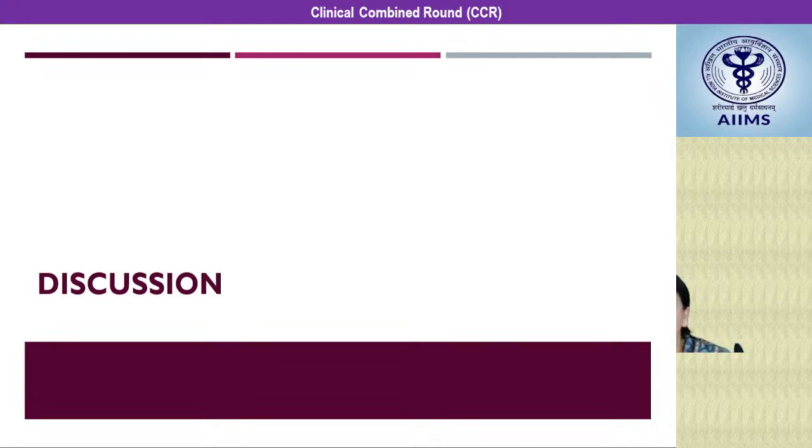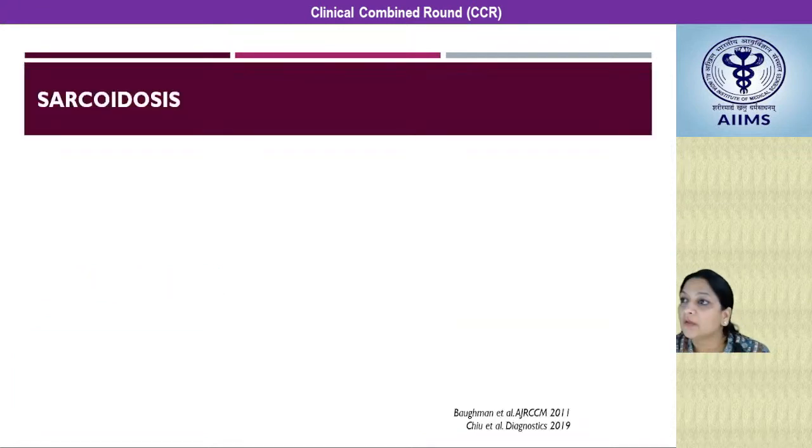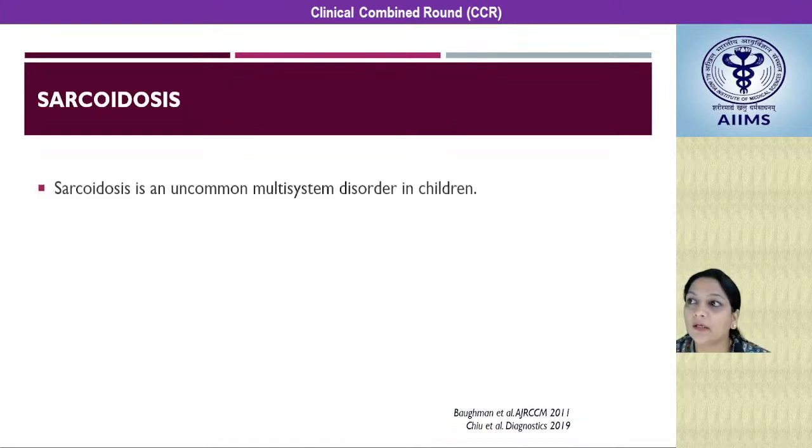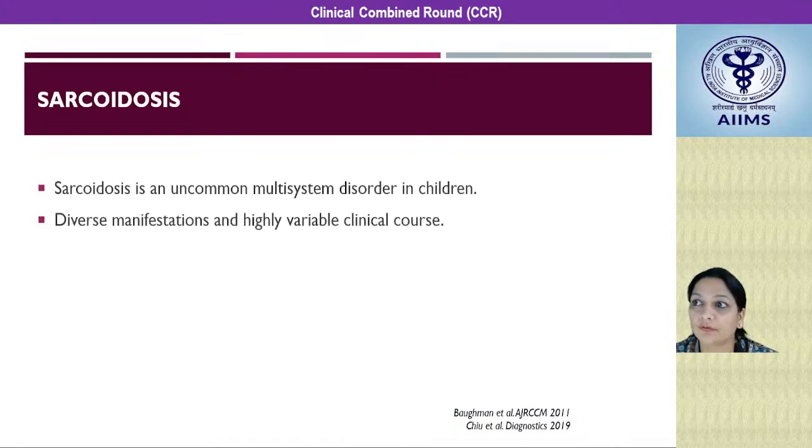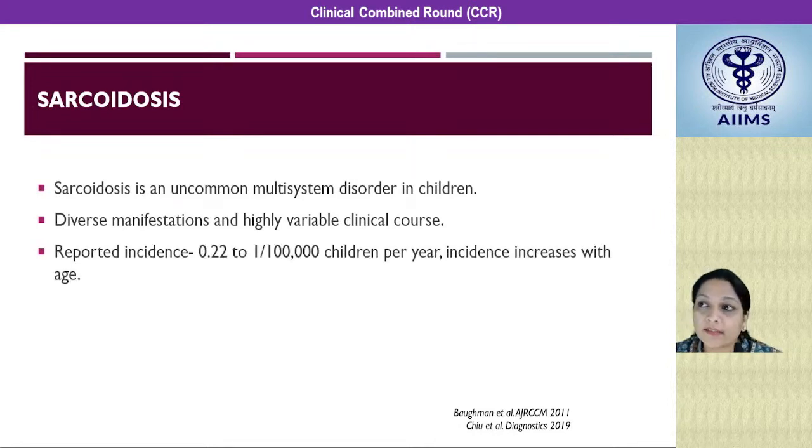Good afternoon, everyone. Now I'll be discussing pediatric sarcoidosis in brief. So sarcoidosis is an uncommon multisystem disorder in children. It presents with diverse manifestations and has a highly variable clinical course. The exact incidence is not known, but the reported incidence is between 0.22 to 1 per 1 lakh children per year, and the incidence increases with age.